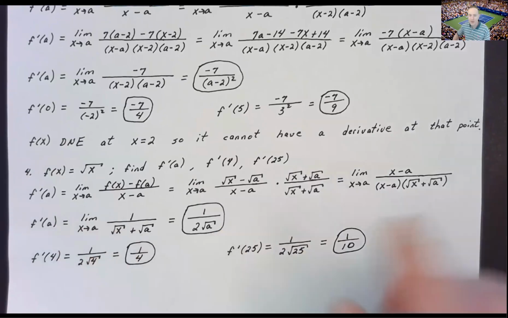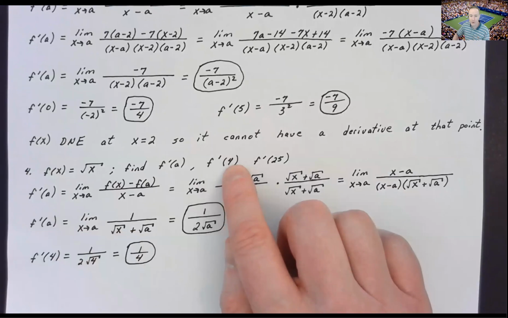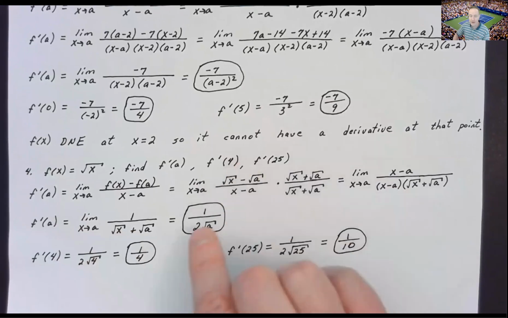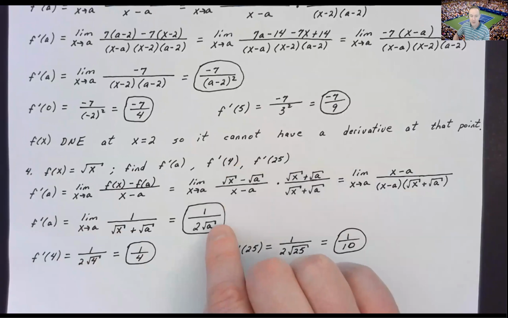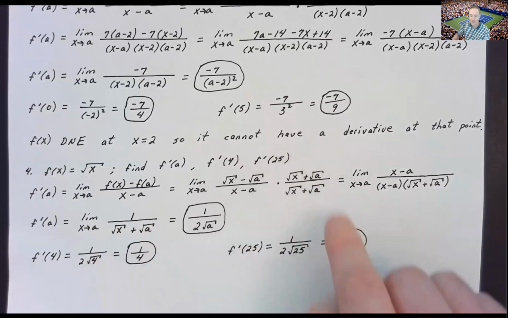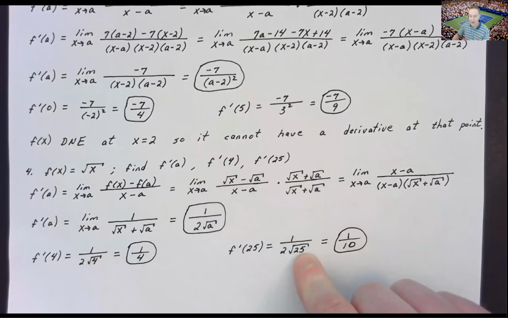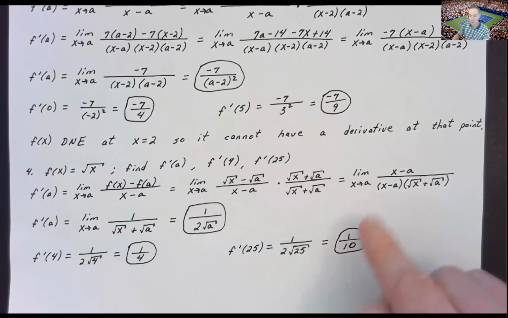And I can say, well, okay, I've got that. Now, if I evaluate the derivative at 4, and I specifically chose values that had nice square roots here, 1 over 2 root 4 is going to give you 1 over 2 times 2, or 1/4. If you evaluate the derivative at 25, you'll have 1 over 2 root 25, which is just 1 over 2 times 5, 1 over 10. Now, that's giving you the slope of the curve at any of these points.